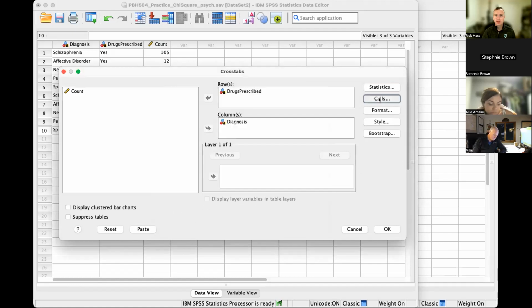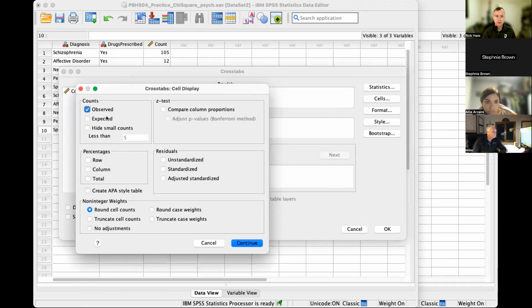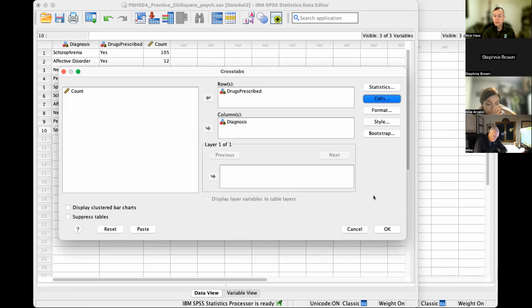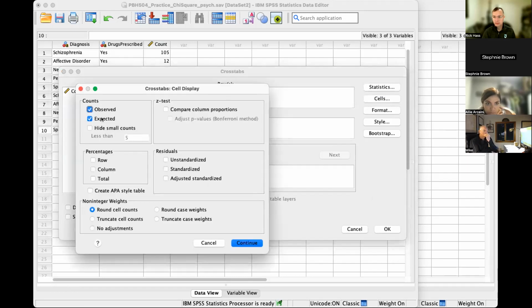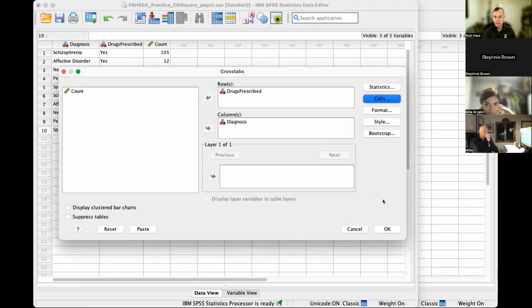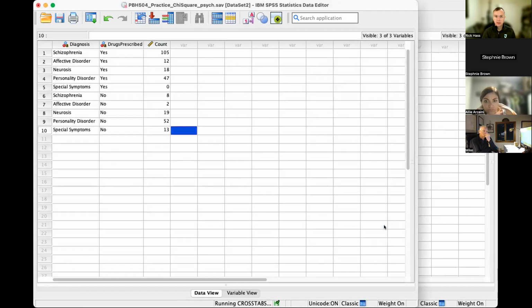In the Cells box, you can ask for a bunch of stuff. Right now, we're just going to get observed and expected. Observed is by default, then we click for expected. We could also get the percentages if we want to, but that makes the table really cluttered, so I'm not going to do that. Those are the only basic things we need for chi-square: to ask for the test, and then we don't even need the expected frequencies, but we're going to ask for them just to inspect them. Right? So I click OK.